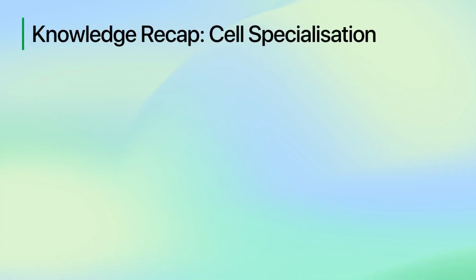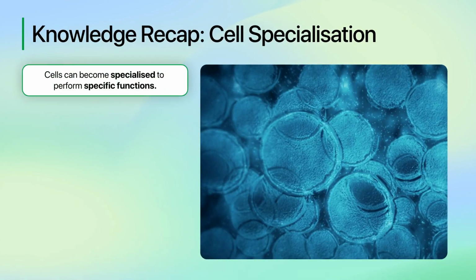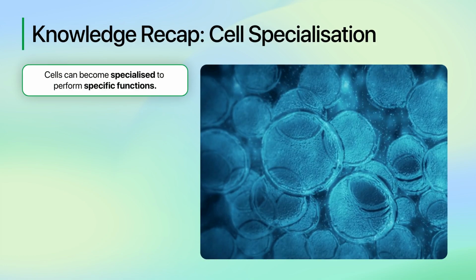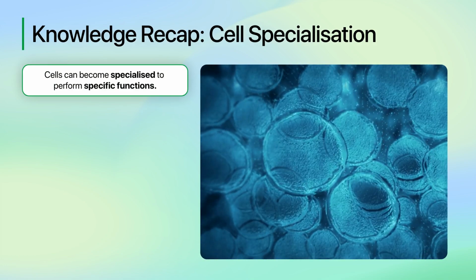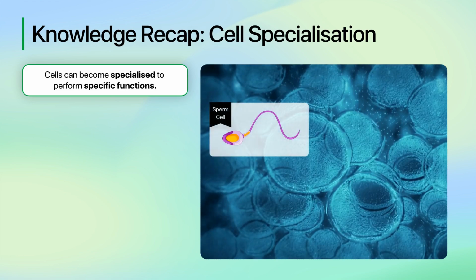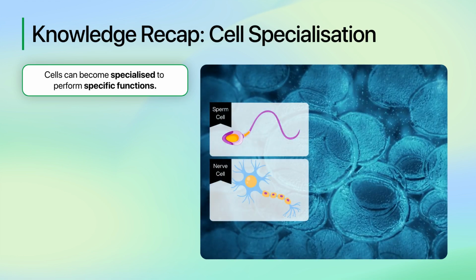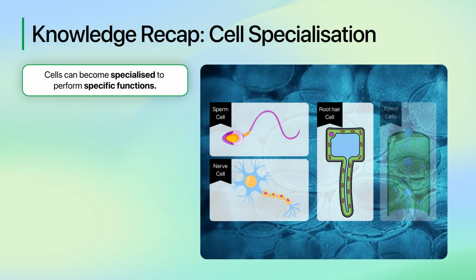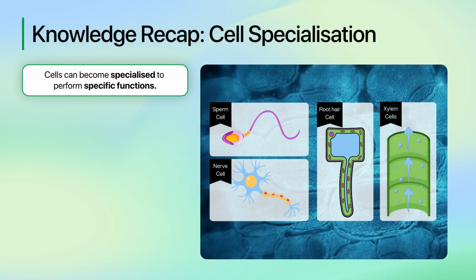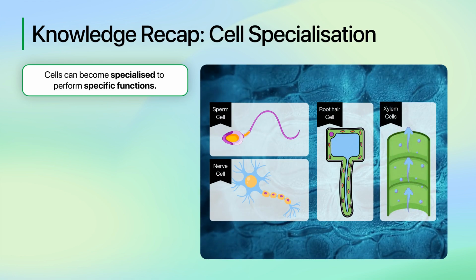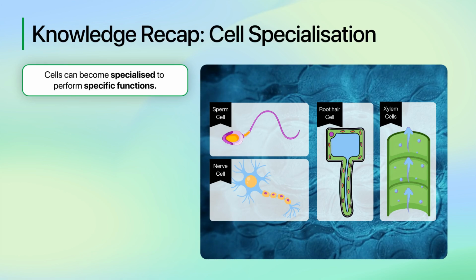So far, you have learned that cells can become specialized to perform specific functions. We have seen examples of this with animal cells such as the sperm cell and nerve cell, as well as plant cells like the root hair cell and xylem. This foundational knowledge highlights how various cell types adapt to carry out unique roles within an organism.